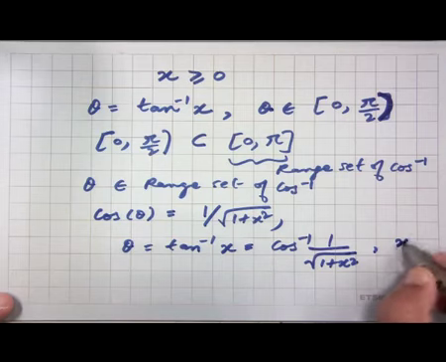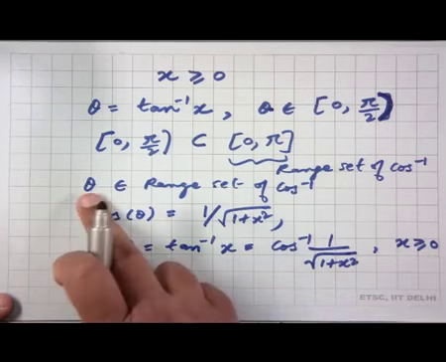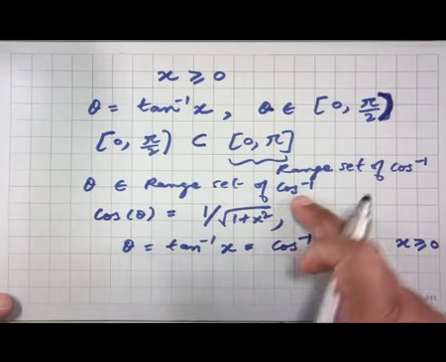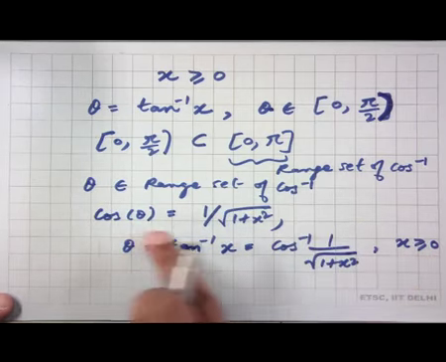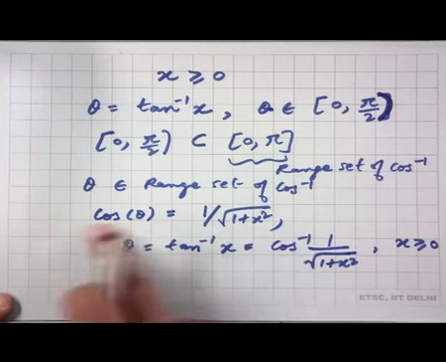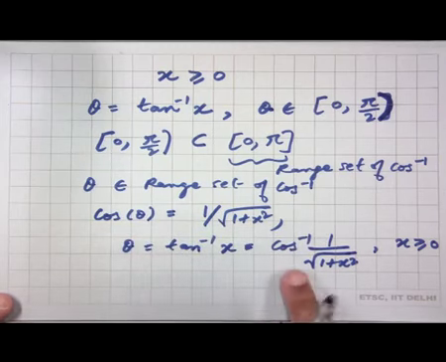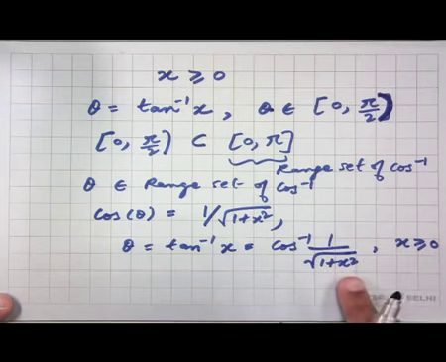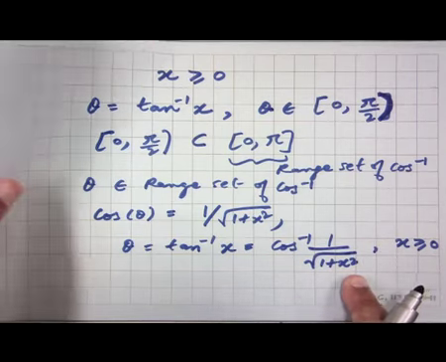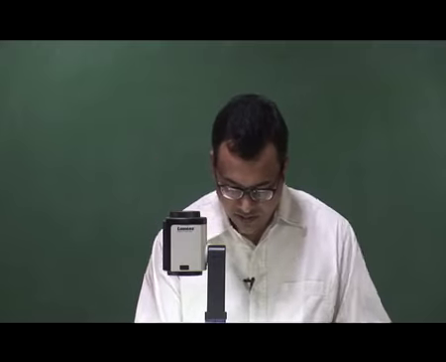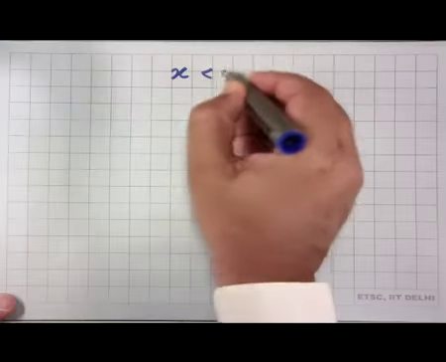But this is only true when x is greater than or equal to 0, because then theta belongs to the range set of cos inverse, and therefore from this equation we can straight away imply that theta is equal to cos inverse of 1 over the positive square root of 1 plus x square. We next take the other case where x is negative.